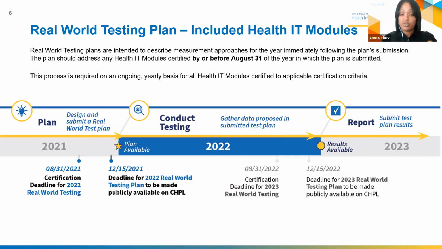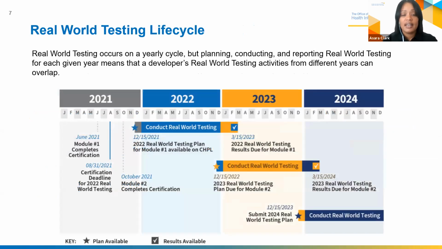You have to make sure you are communicating with your ACB, that you know their deadlines so that they can meet their deadlines, because they are required to make sure that for all health IT developers they work with and have issued certifications for, their real world testing plans and results are accounted for. All right. Now that life cycle that I just talked about, I'm not going to spend too much time on this scenario. I went over this on our last webinar, so you could pull up the actual recording if you want to hear me walk through it.